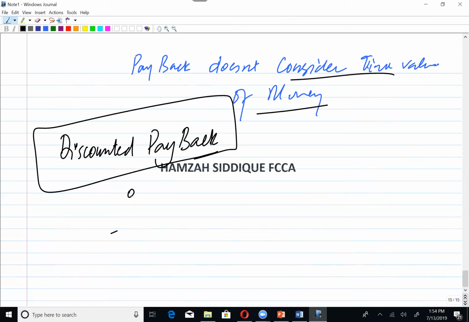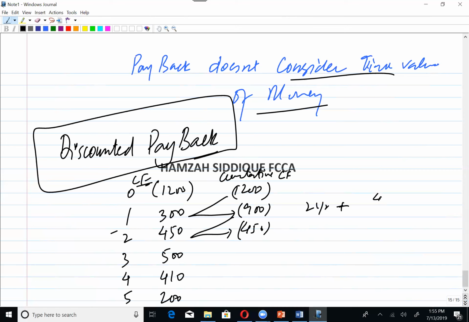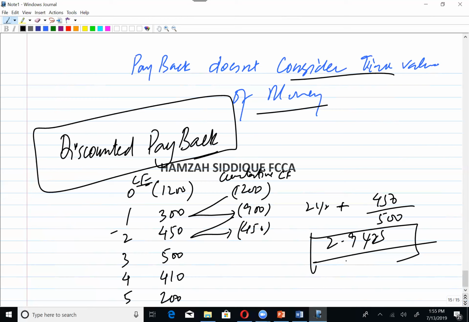Now you see here. This is a project. Initial investment is 1200. Cash flows are 300, 450, 500, 410, 200. Students, if we calculate its payback, we will make a cumulative cash flows column. Starting with 1200, simple payback: 900, 450. And 2 years plus 450 divided by 500, 2.9 years. That is a simple payback. Note down, then I'll proceed.